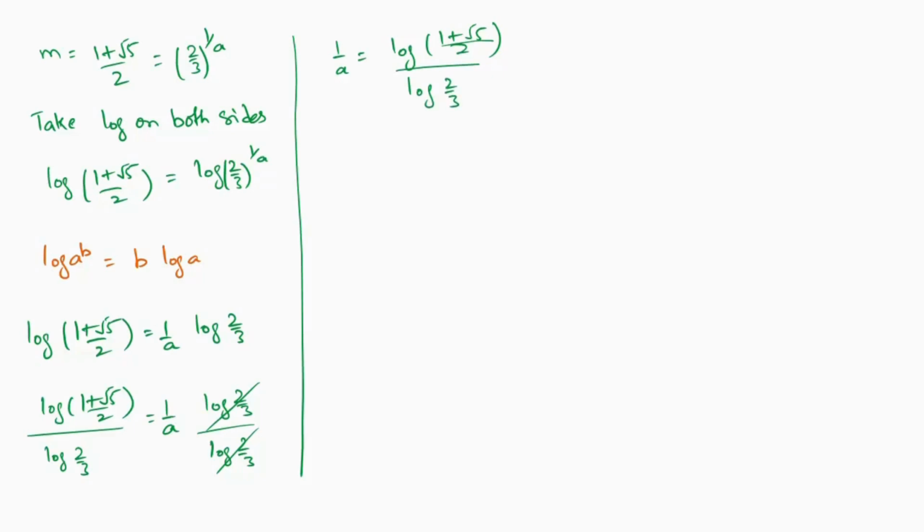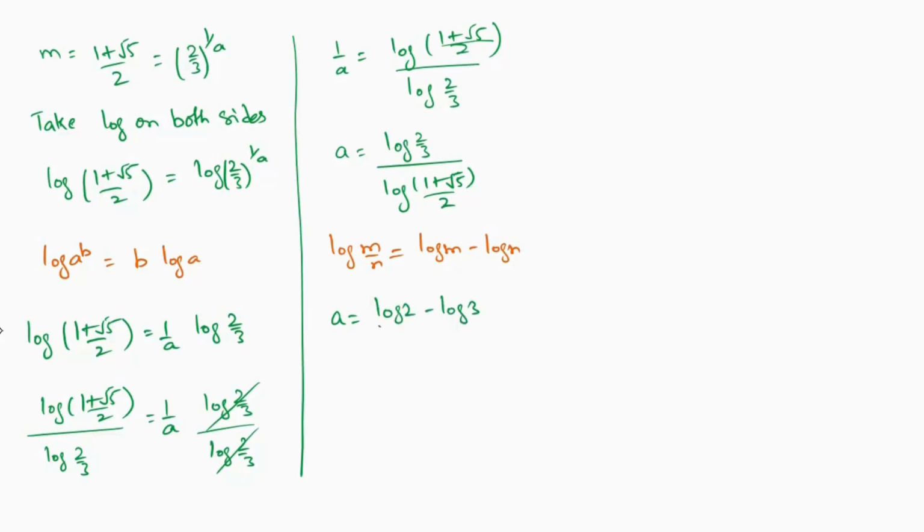On cross multiplying, we get a equals log 2 by 3 over log of (1 plus root 5) divided by 2. Also, we know log m over n equals log m minus log n. So a equals (log 2 minus log 3) divided by (log of (1 plus root 5) minus log 2). Now substitute the values of respective logs.